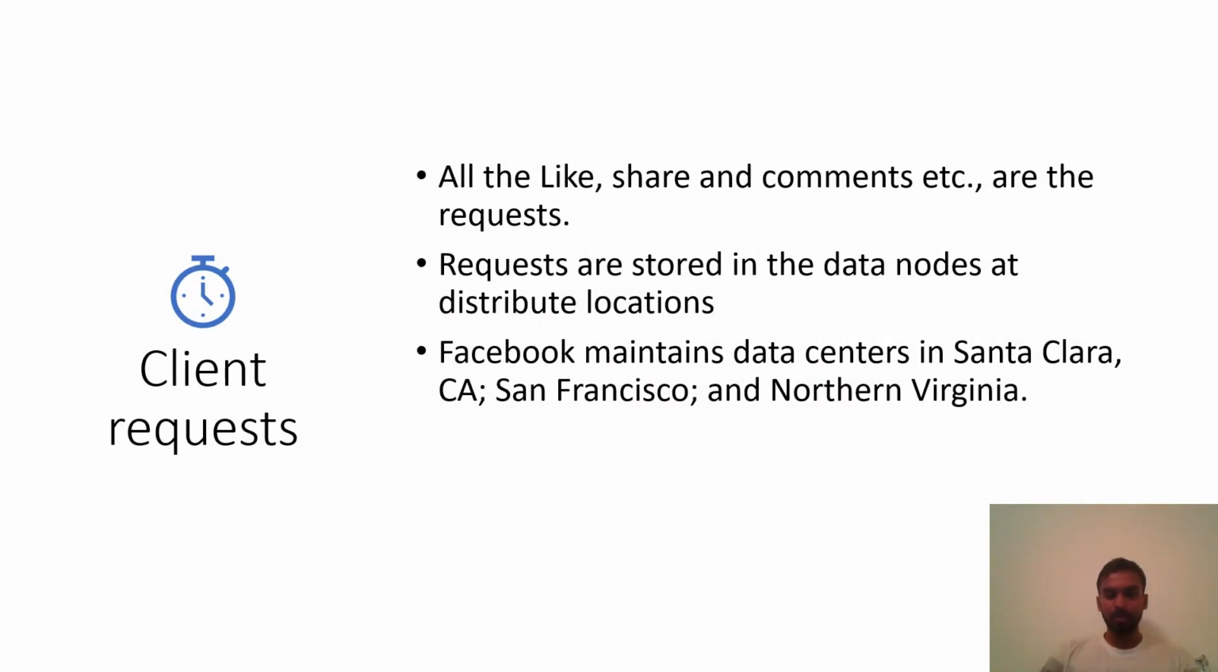Client requests, all the likes, shares, comments, and posts, are stored in data nodes, and these data nodes are located at different locations in the data centers. Each piece of data is divided into blocks, and those blocks are stored in these data nodes. Facebook maintains data centers in Santa Clara, San Francisco, and Northern Virginia, and many such locations.